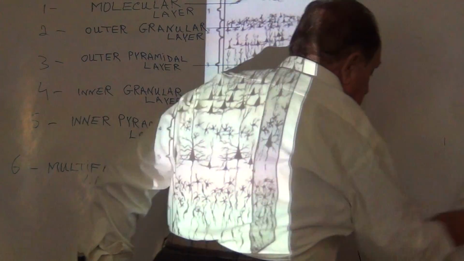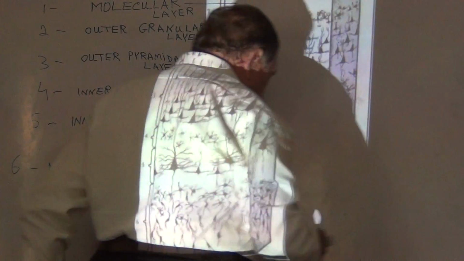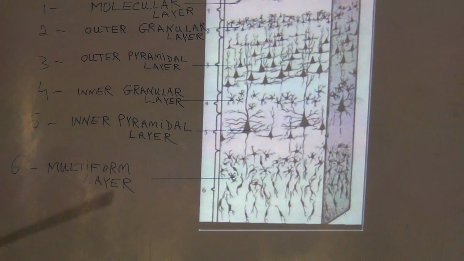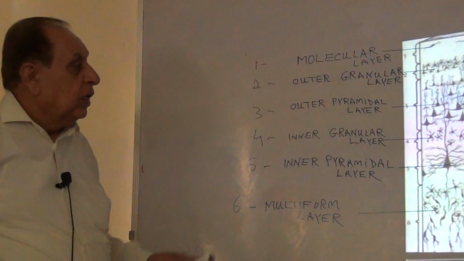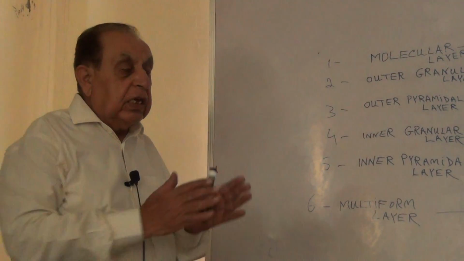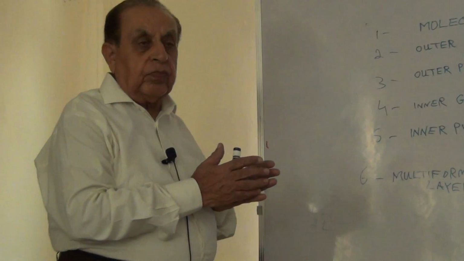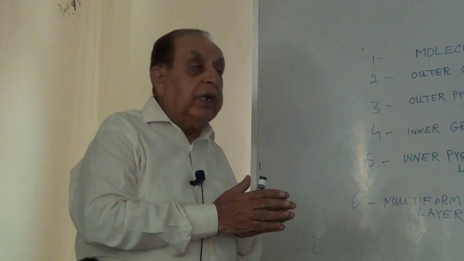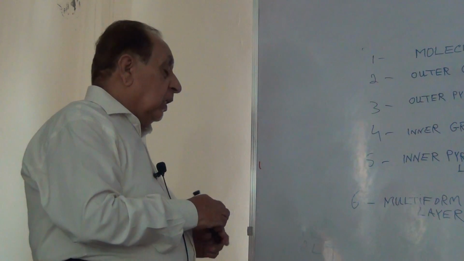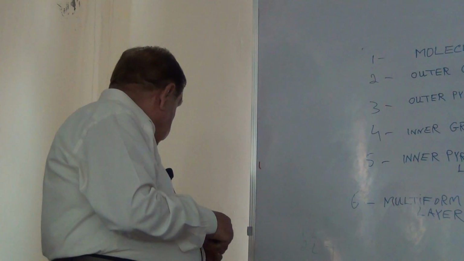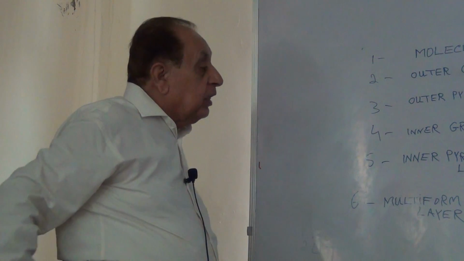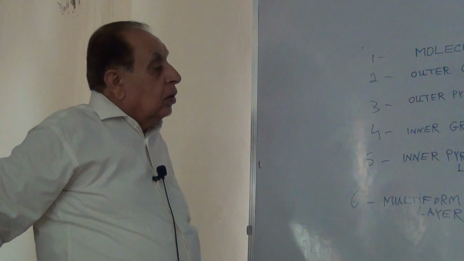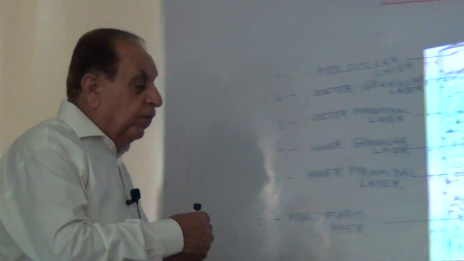Now the nuclei present in the white matter of the cerebrum. In our last lectures I told you there are nuclei in the white matter. These nuclei are collections of neurons, and they are present in the white matter of the brain. They are the thalamus, caudate nucleus and lentiform nucleus.